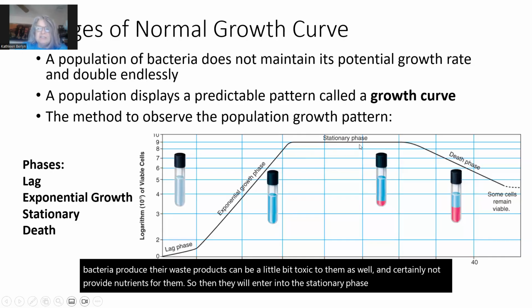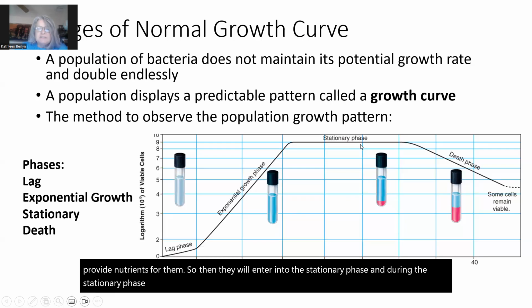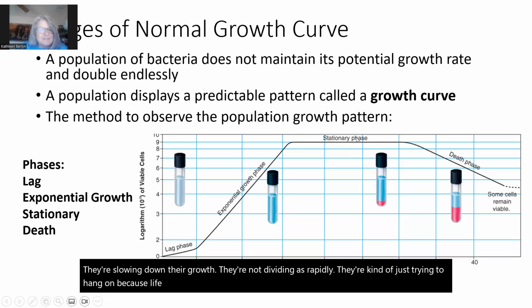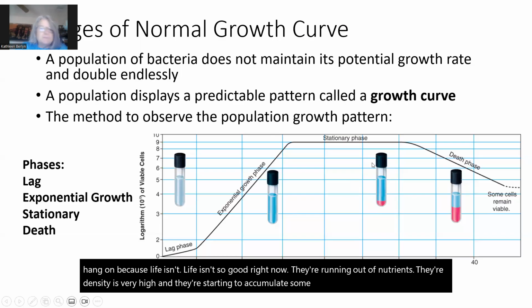And during the stationary phase, the viable cells are just trying to survive. They're slowing down their growth. They're not dividing as rapidly. They're kind of just trying to hang on because life isn't so good right now. They're running out of nutrients. Their density is very high, and they're starting to accumulate some dead cells.